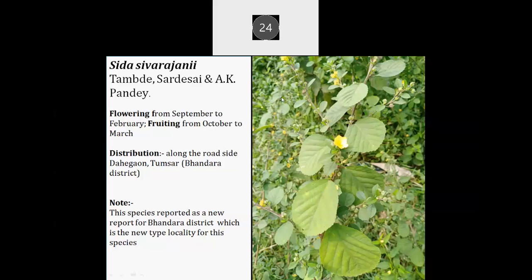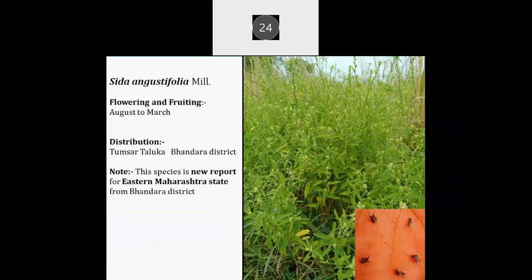So this is an important and interesting species, because in this plant species we found 3 different kinds of leaves. At the base there are rhomboidal leaves, then ovate, and as you go upward there are linear leaves. After that, the awns or mericarp structure is different from the rest of the Sida species. So that is why it is different, and it was identified and named by these 3 legendary taxonomists as Sida sivarajanii. Next, ma'am.